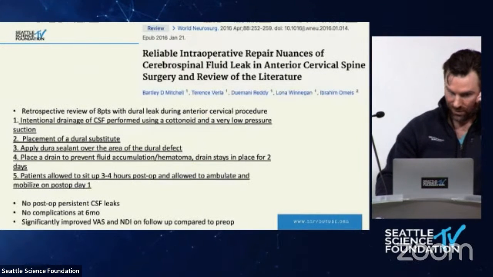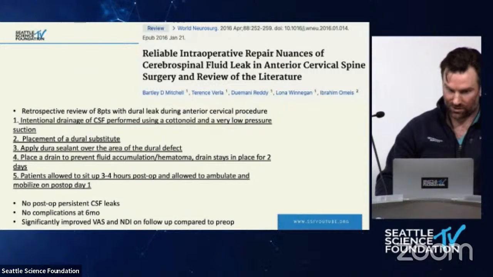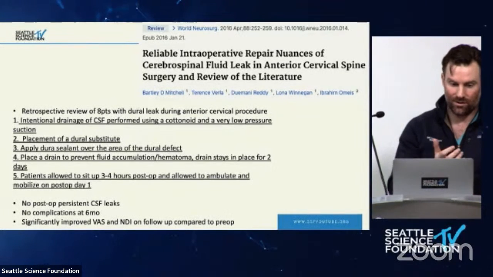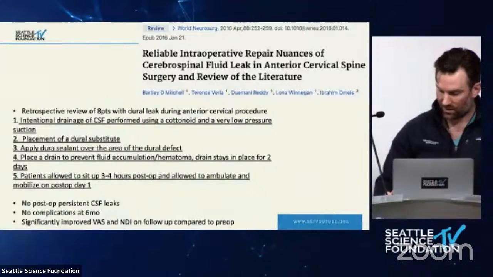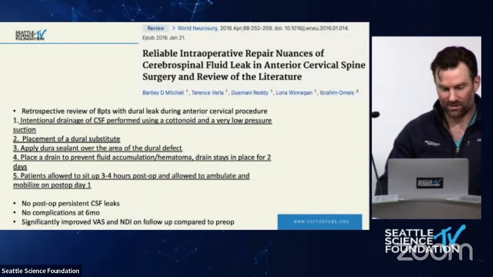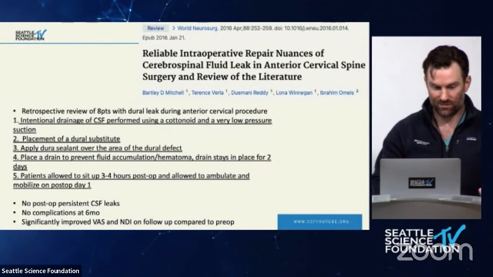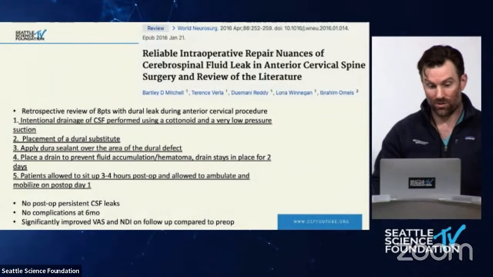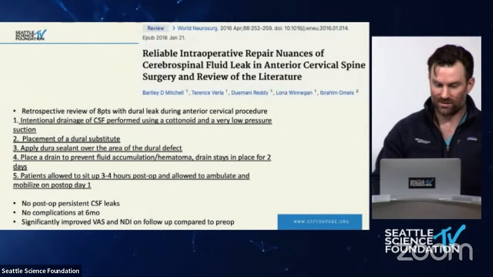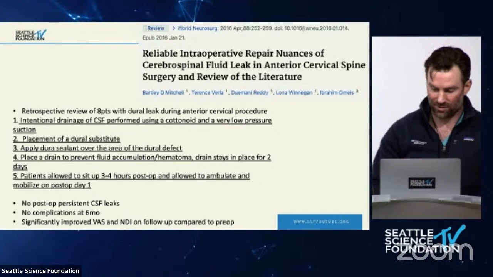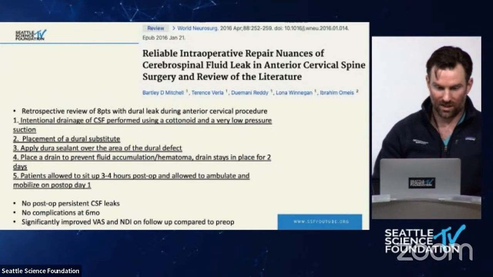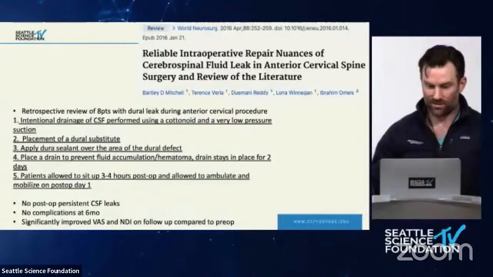I did find one study from World Neurosurgery 2016 that talked about their own problems with CSF leaks in anterior cervical procedures. Specifically, they had a cohort of 8 patients, and they were all treated exactly the same way, and they talked about the results based on that treatment. So it was basically the same thing that was done here.